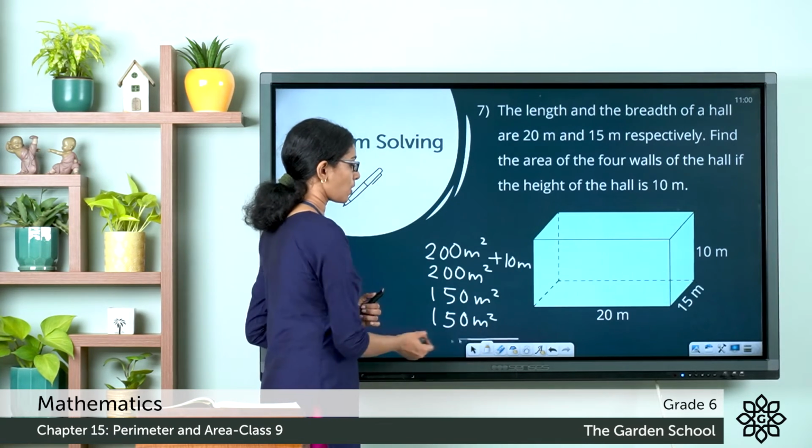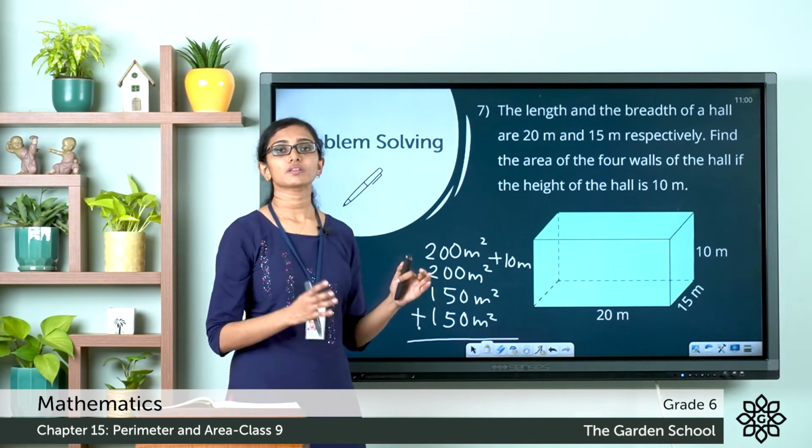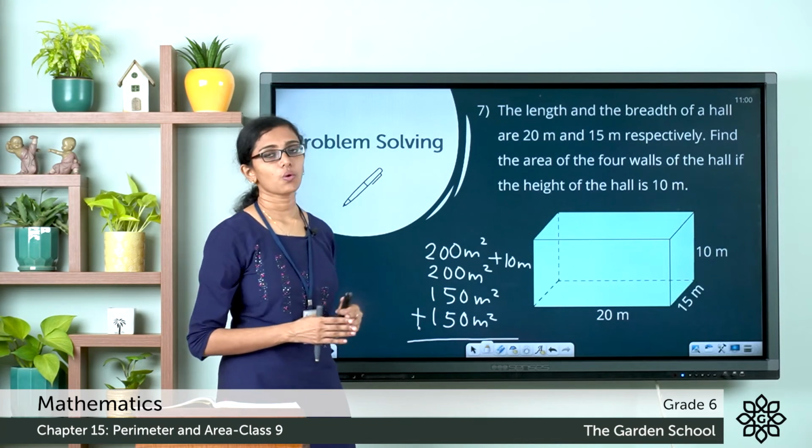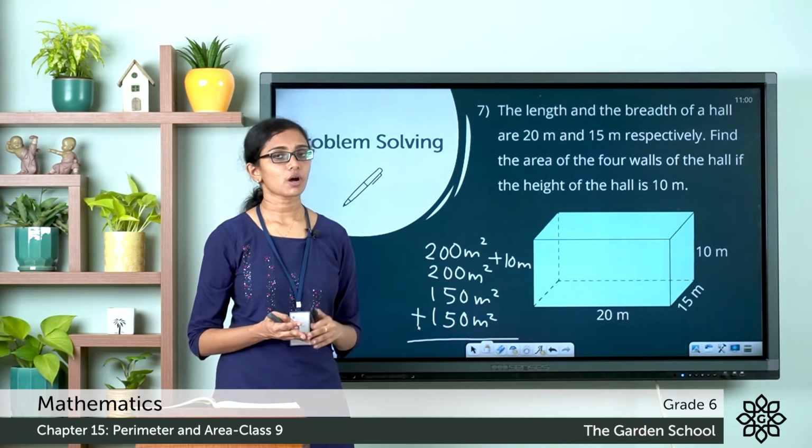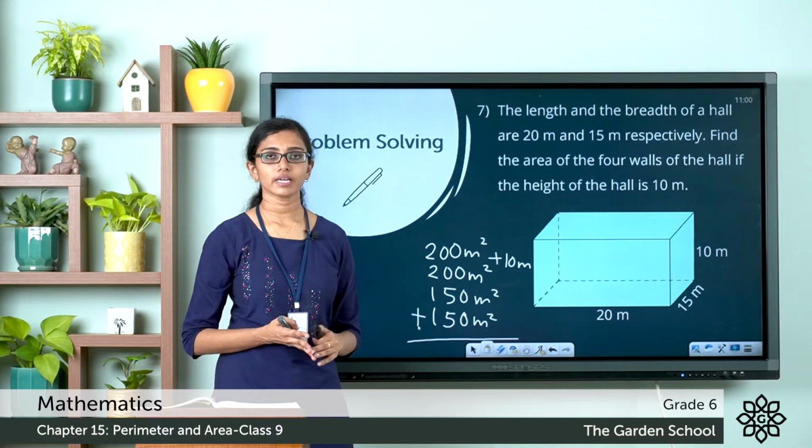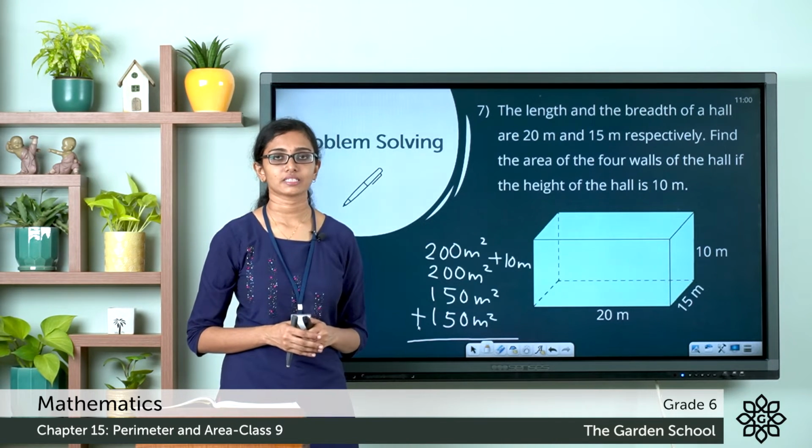You can add up all these areas to find out the total area of all the 4 walls. You have to write down proper steps, write down the formulae, substitute the measurements and find out the final answer.